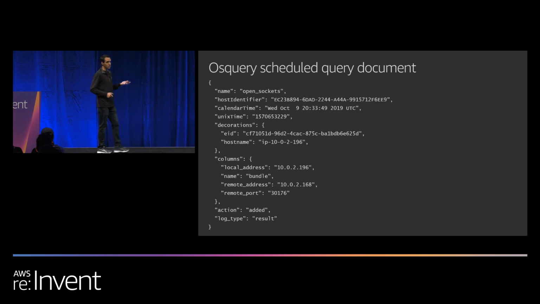We also have something called columns, which is a free-form object. And it's determined based on the query that you created. So in this case, there would be something similar to select local address, name, remote address, and port, as the columns from some table. And this is the resulting document. So we have about 50 of these queries, which we'll talk about in a minute, and you'll be able to see what they look like.